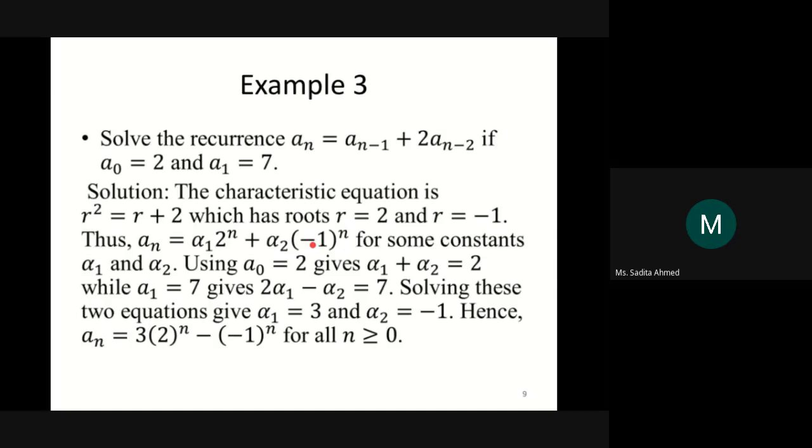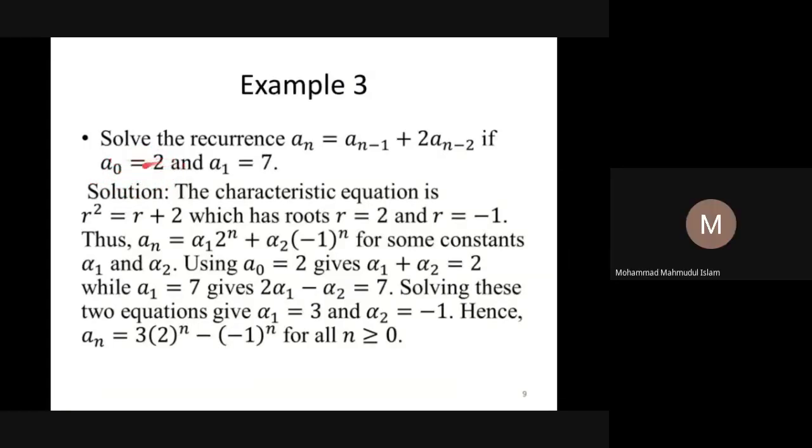Now we have to solve for alpha 1 and alpha 2. How will we do that? We will utilize the initial conditions. The first initial condition is a0 equals 2. What is the value of n here? 0, exactly. So in this equation, if we put n equal to 0, what happens?